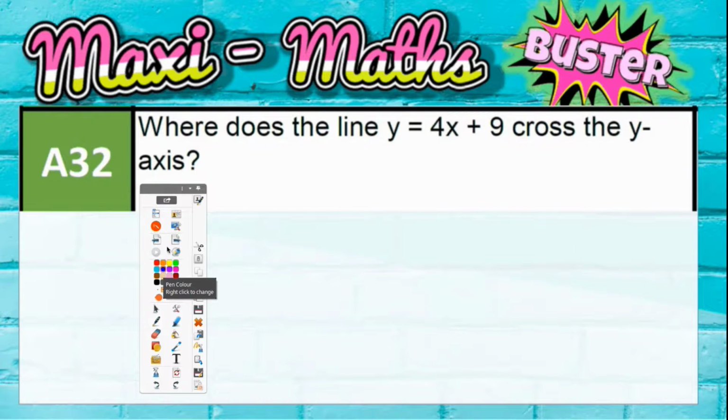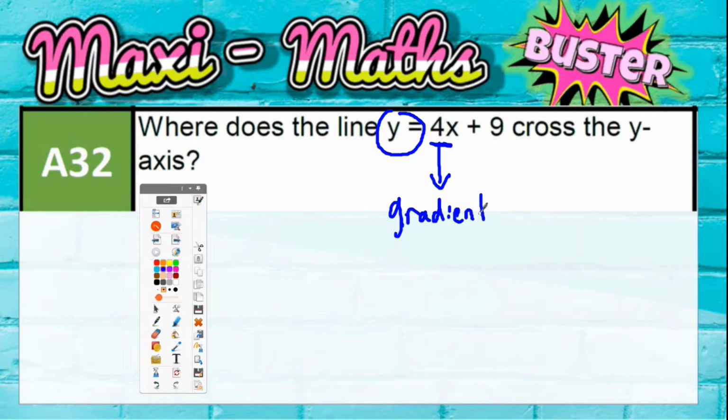Question 32. Where does the line y equals 4x plus 9 cross the y-axis? Well, remember, there are two key things about any equation in this format. Any equation that begins with y equals and then some number of x's, that number in front of x is basically your gradient, which is your steepness value.